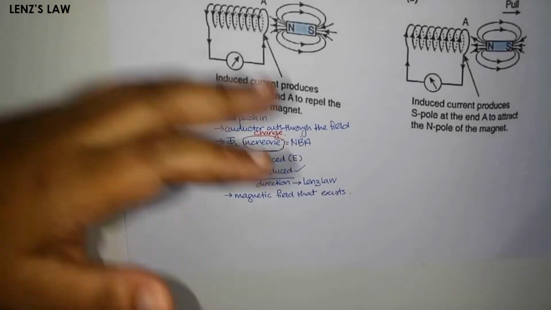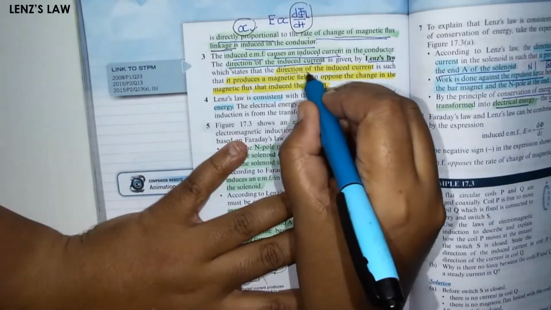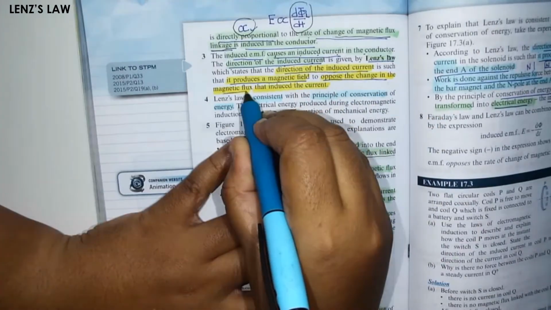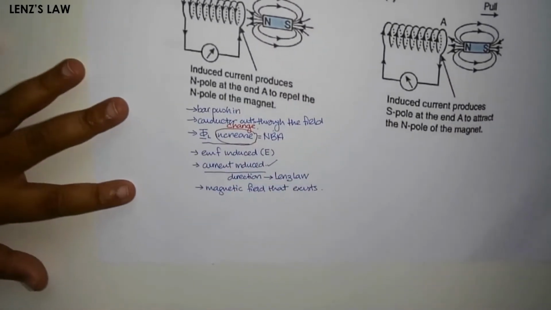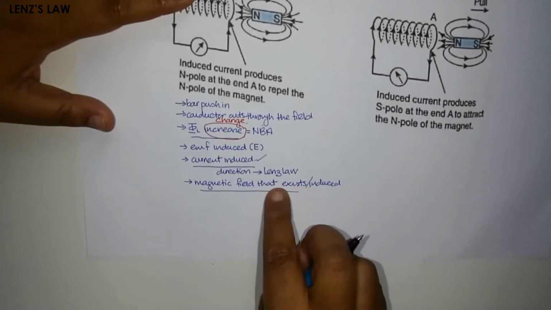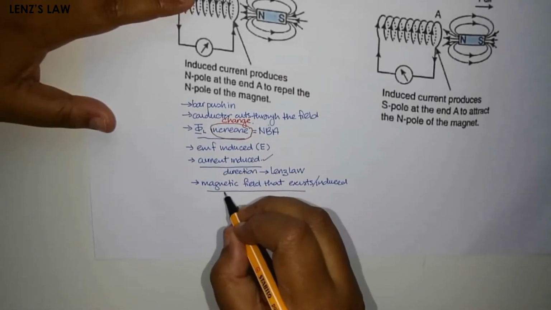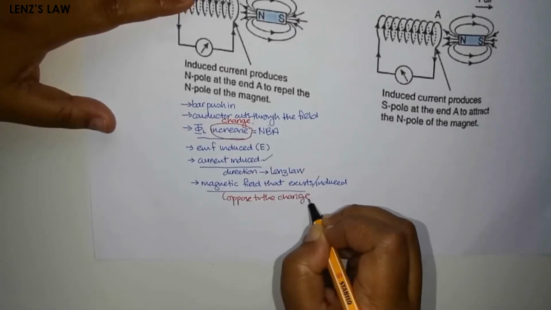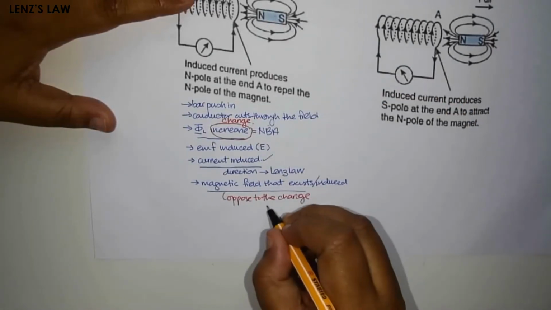The definition from our textbook says that the direction of the induced current is such that it produces a magnetic field to oppose the change in the magnetic flux that induced the current. What this means is that the magnetic field that is induced will oppose the change. The change is an increase, so it will form a magnetic field to decrease it.